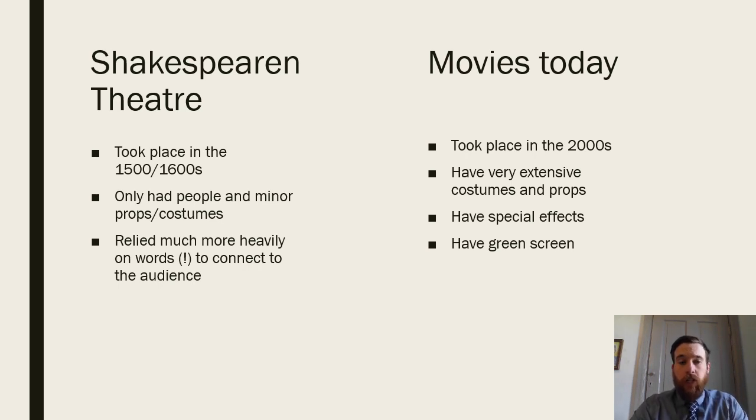So his plays took place in the 1500s and 1600s. Our movies took place in the late 1900s, for you guys, just in the 2000s. They really only had the people who were acting and then some minor props and costumes. For us today, we have the people who are acting and then really extensive props and costumes. We also have special effects. We also have green screens.